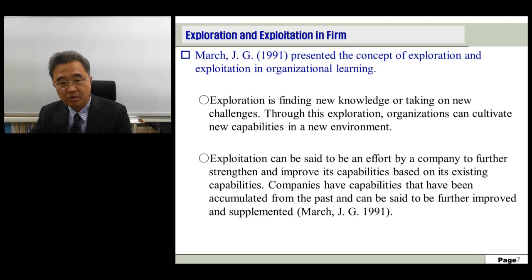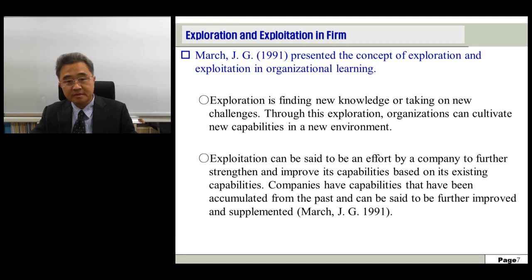Another thing is exploitation. Exploitation is the use of the capabilities accumulated over the years, the utilization of existing capabilities. Exploitation can be said to be an effort by a company to further strengthen and improve its capabilities based on existing capabilities. Companies have capabilities that have been accumulated from the past, over the years. That is the concept of exploitation. It can be said to be further improved and supplemented.